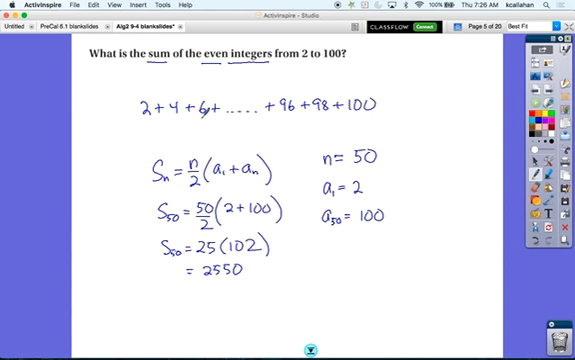But somehow this Gauss kid, at a very young age, figures out that in fact, if I add the first term and the last term, I get 102.